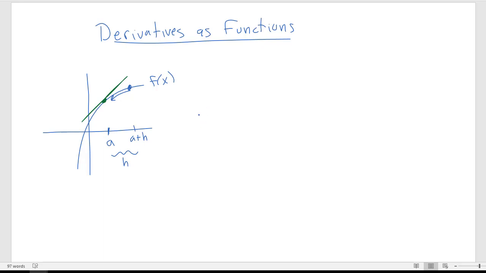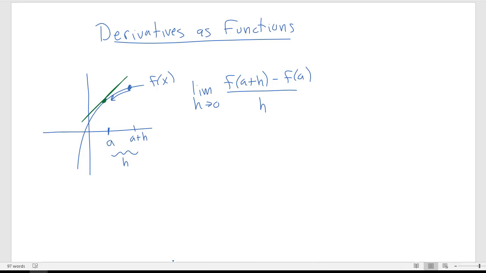So the derivative at a, we said, was the change in y values, the delta y over delta x. So that was the slope of the secant line, and when we took a limit as h went to 0, that was the slope of the tangent line.